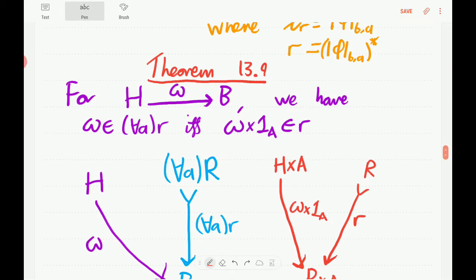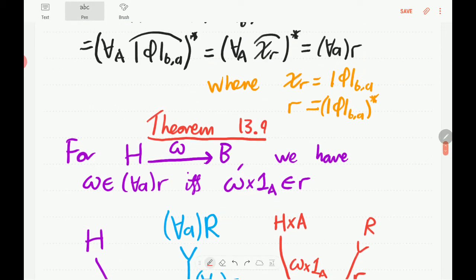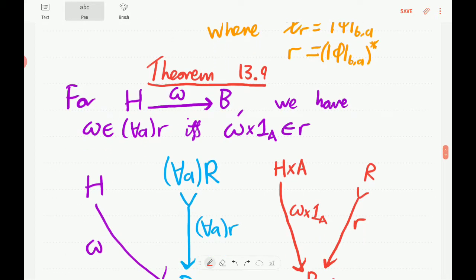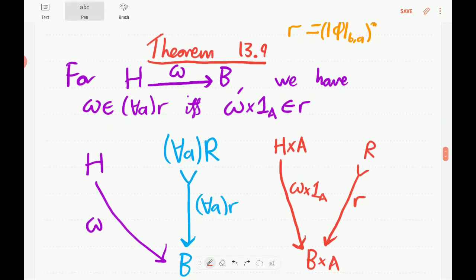So this theorem 13.9, which we've referred to quite a lot in the last few videos, can do this job for us. What it says is that if we have an arrow W from H into B, then W is in for all a R if and only if W times the identity arrow of A is in R.